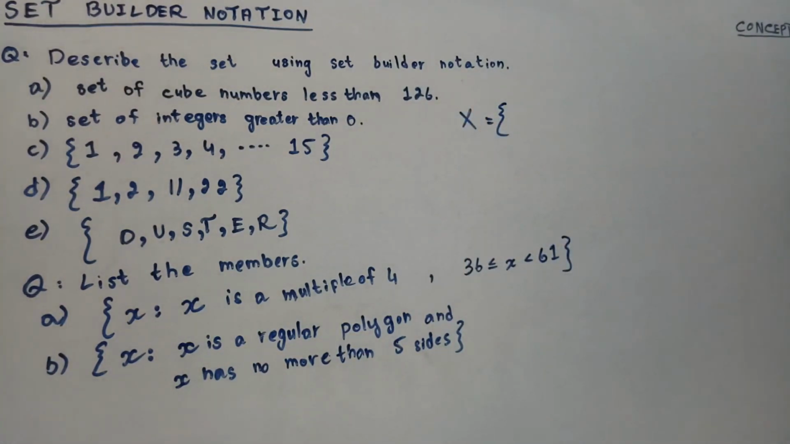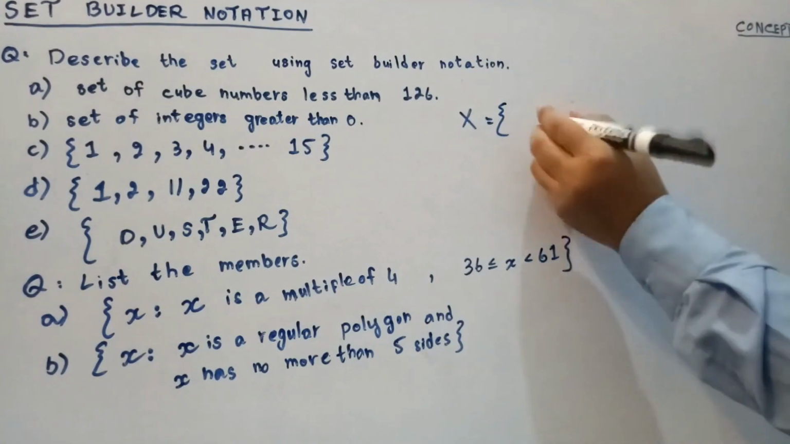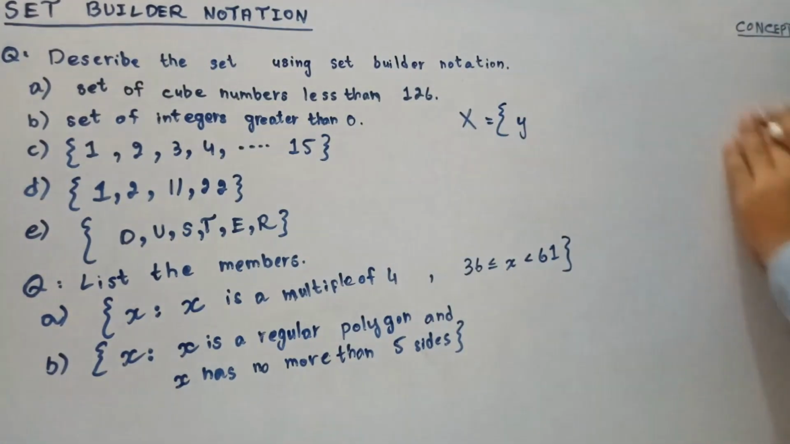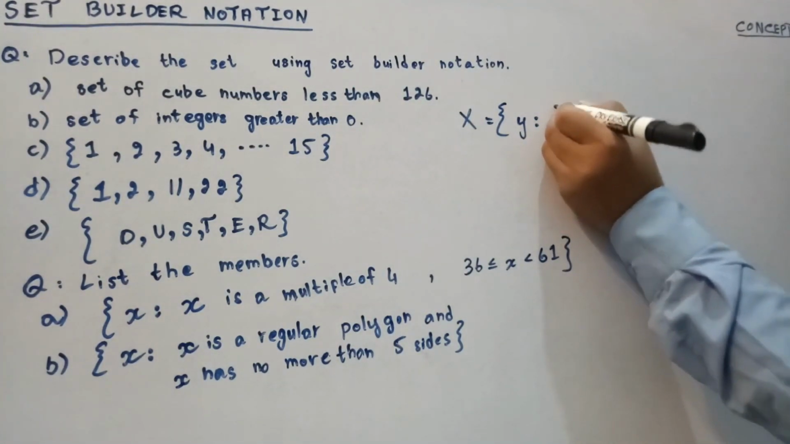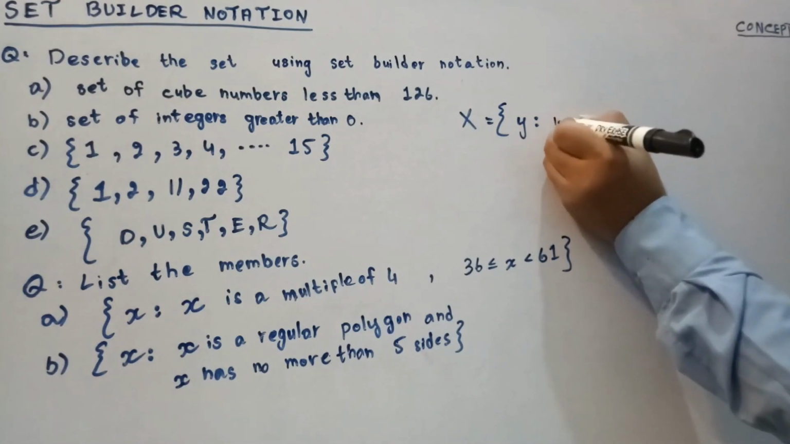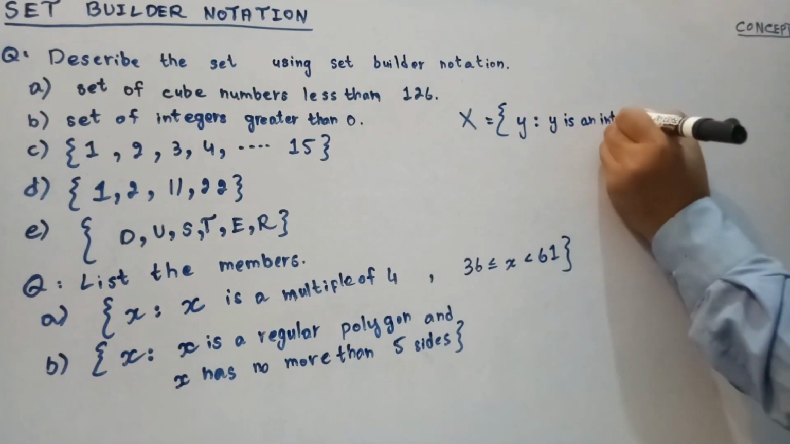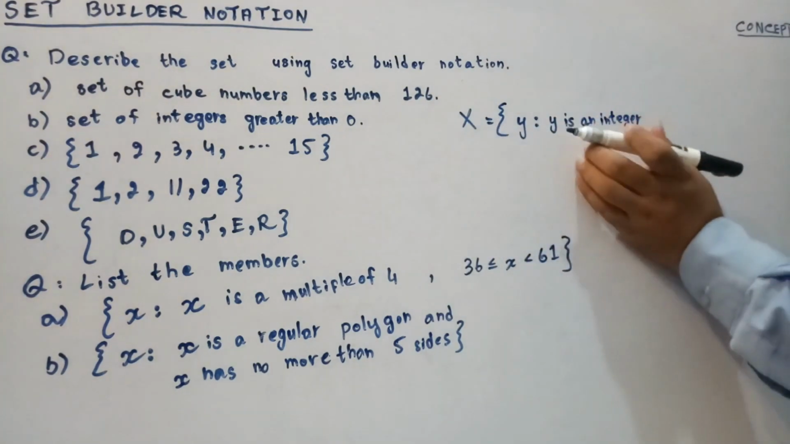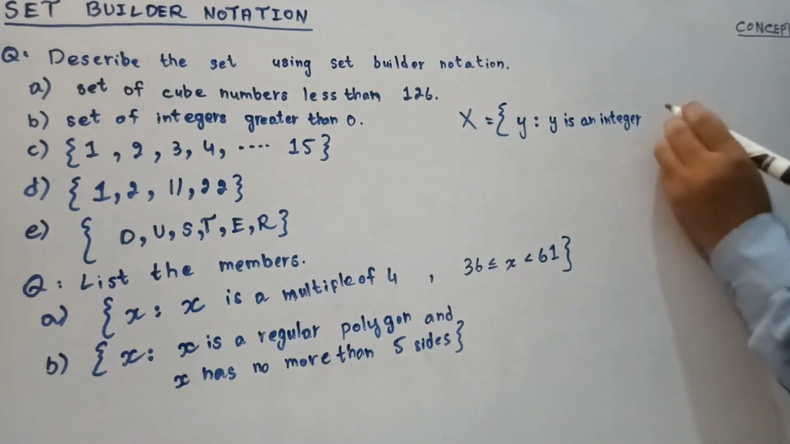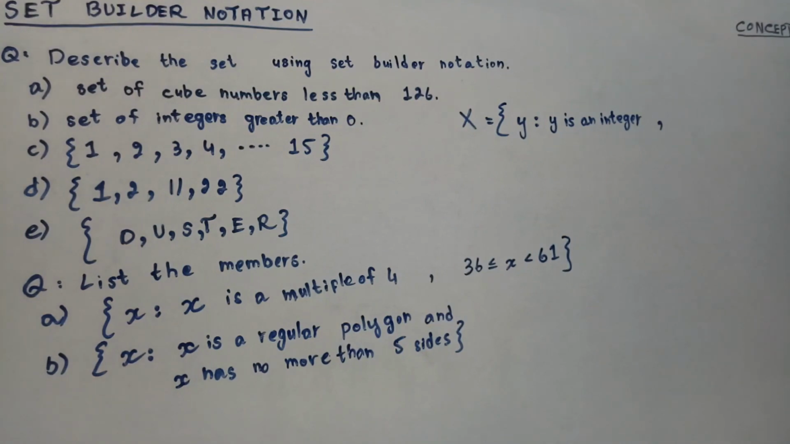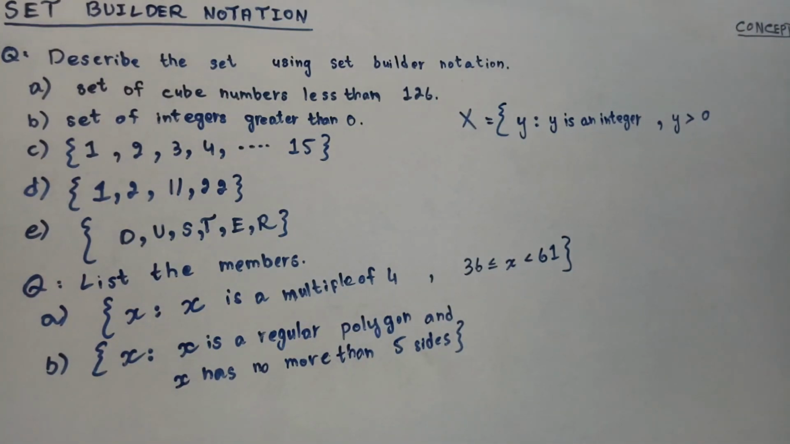Here we have a set capital X, and in the set capital X we have element small x, or we can also change it and say y. We have an element y such that the element is an integer. So y is an integer. We have a set, and in this the elements are y such that the elements are integers and also they are greater than 0. I can say y should be greater than 0. Elements are greater than 0.